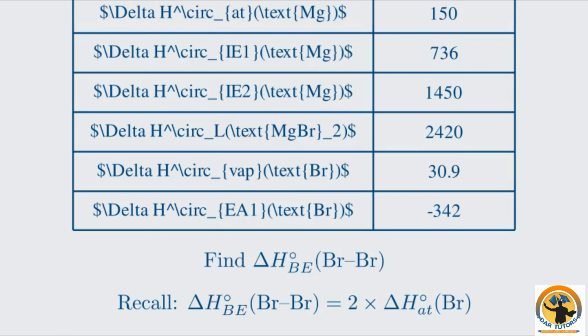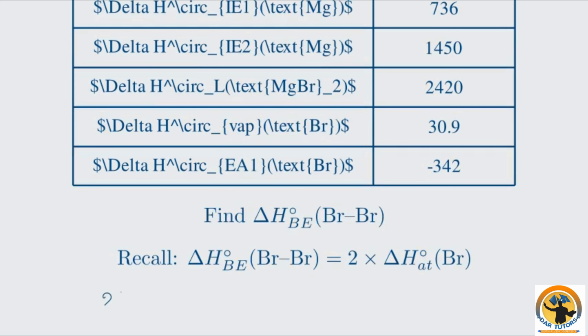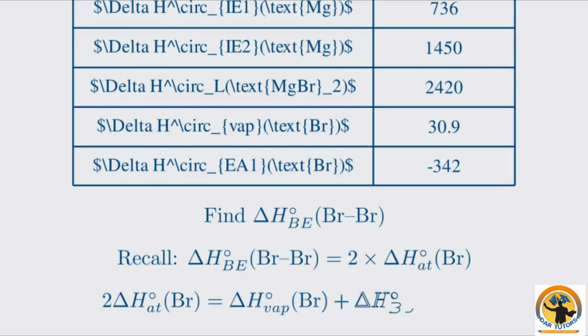Bromine is a liquid at standard temperature, so its atomization involves 2 steps. First, the liquid must vaporize, and then the gaseous Br2 molecules must be atomized by breaking the bond. So, the total enthalpy of atomization for two bromine atoms is the sum of vaporization and bond enthalpy. Therefore, 2 times the atomization of one bromine atom is the vaporization enthalpy plus the bond enthalpy.